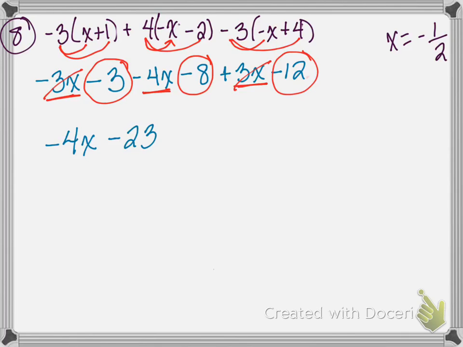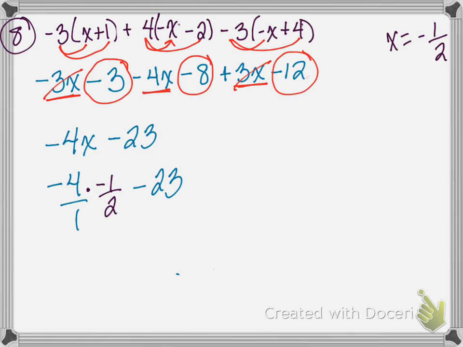Okay. So now I'm going to bring this negative 1/2 and put it in. So I've got negative 4 times negative 1/2 minus 23. Now, the most common mistake I saw here was people trying to make this negative 4 over 1 times negative 1/2 into a common denominator. You don't want to make it a common denominator because we're multiplying. When you multiply and divide, it's way easier than adding and subtracting.